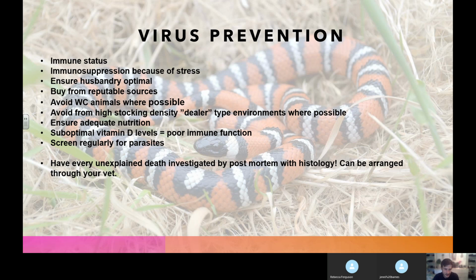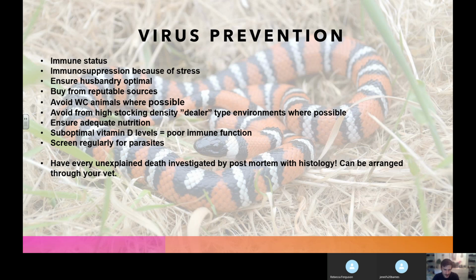It's so difficult to ensure that they're getting enough vitamin D purely from their diet. So advice in this day and age would always be to give them the option, that UV source. Obviously, buy from reputable sources. Avoid buying wild caught animals because they are stressed and they've potentially come from an environment where they've been exposed to different viruses out in nature. Avoid high stocking densities, and screen regularly for parasites.